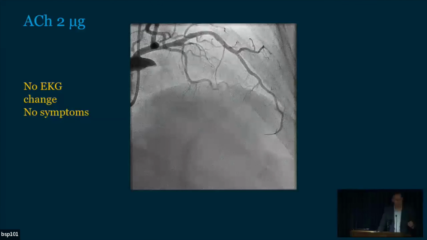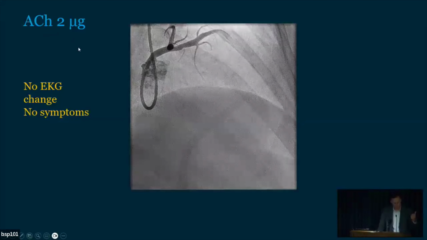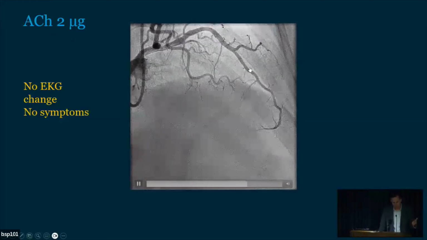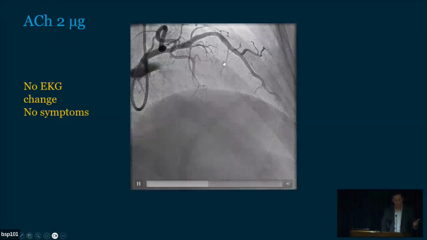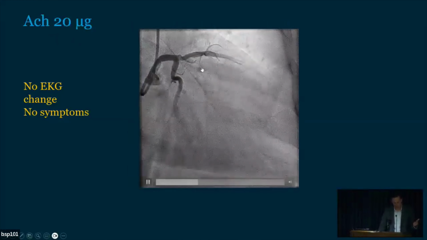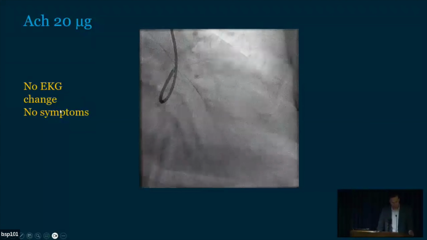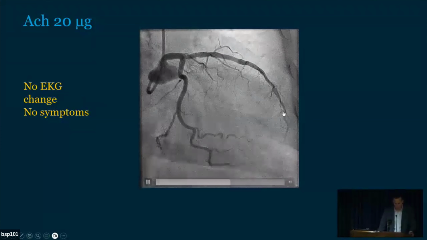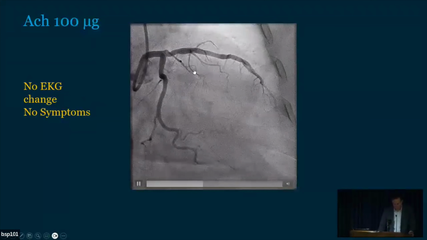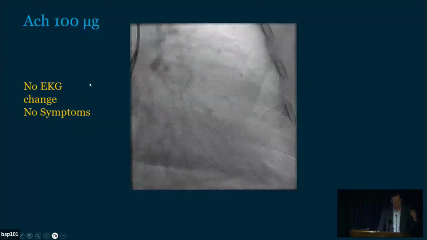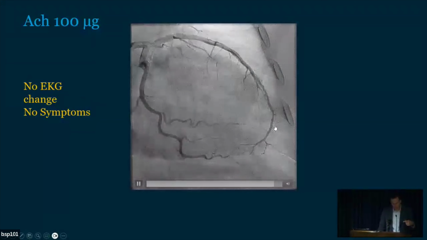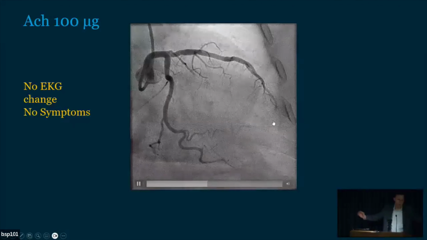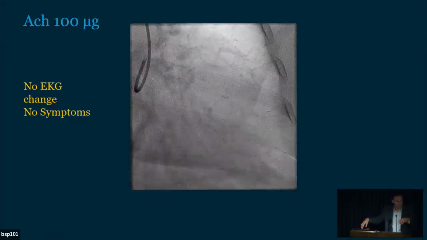So we started with our acetylcholine provocative testing. We started with 2 mics. With that, no EKG changes, no chest pain, and no change in the caliber of the flow of the vessel. So far, negative acetylcholine provocative testing. We go to 20. Once again, no EKG changes, no symptoms, and for all intents and purposes, no significant spasm of the LAD. We go to 100. Again, no EKG changes, no symptoms, no spasm of the epicardial vessels. So we're happy so far. The patient has no epicardial vasospasm and no microvascular spasm.